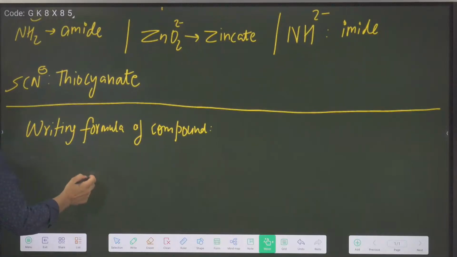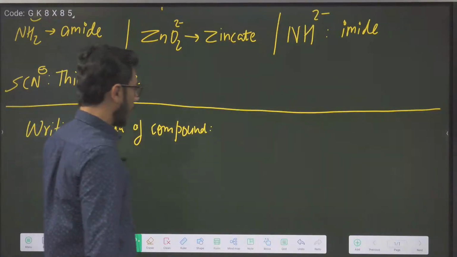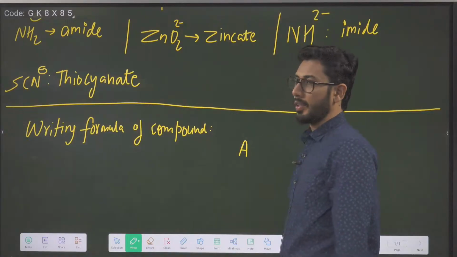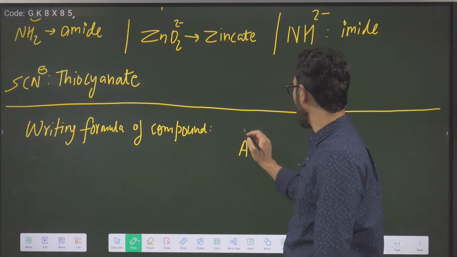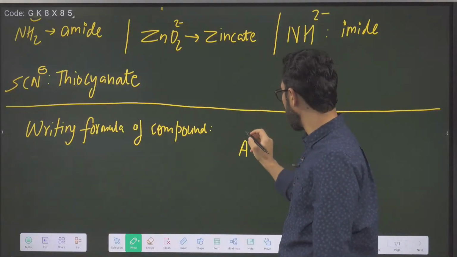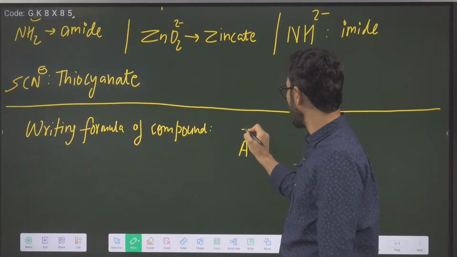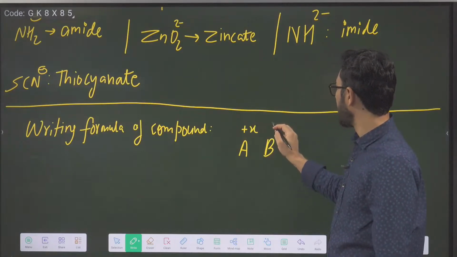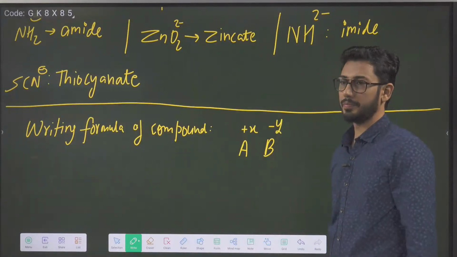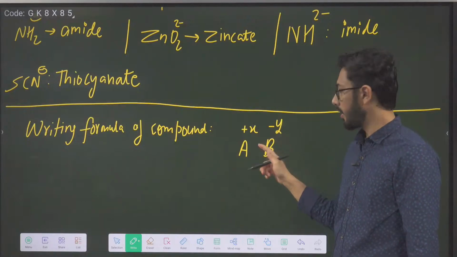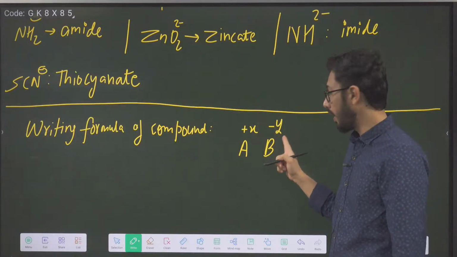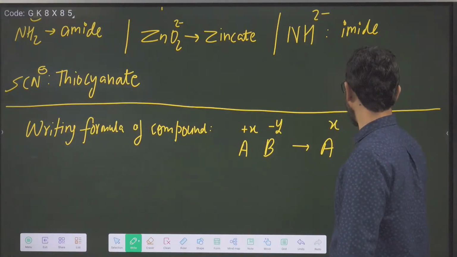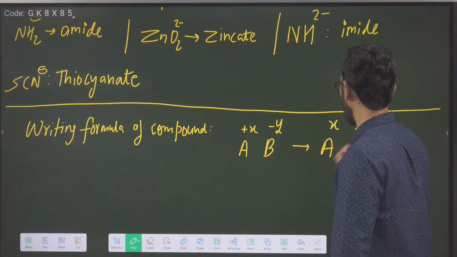Writing the formula of a compound. How to write? In junior classes, you have done that part. This is any element A with its oxidation number or cationic charge, if it is X, and B with Y. Their oxidation state is mentioned here. One is X, one is Y. Now we will write their net charge like this, above A X and above B Y.